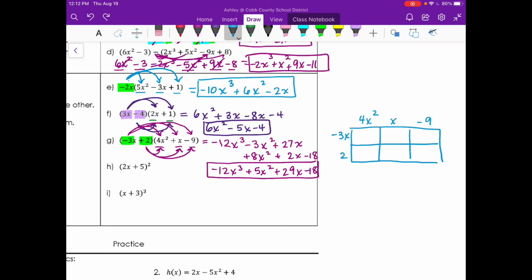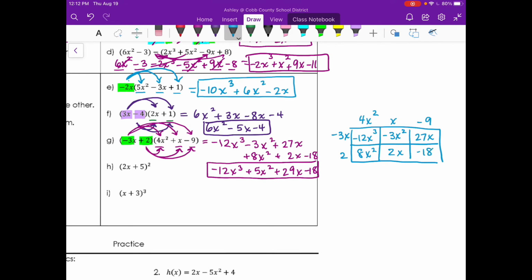So negative 3x times 4x squared gives you negative 12x to the third. 2 times 4 here gives you 8x squared. 2 times x here gives you 2x. Negative 3 times x here gives you negative 3x squared. Negative 3 times negative 9 gives you 27x. And 2 times negative 9 gives you negative 18.